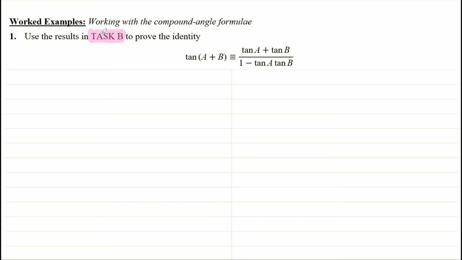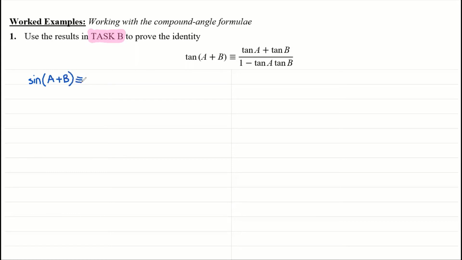All right, okay, so now you've had a go at this, let's see if we can come up with a valid strategy here. So we've got the tan of a plus b, and we have from task B two identities. So I'm going to write them using a and b now. We're going to dispense with the alpha and beta.